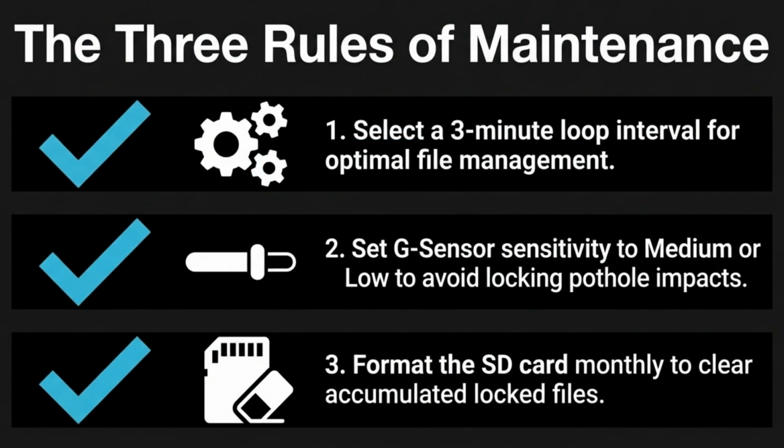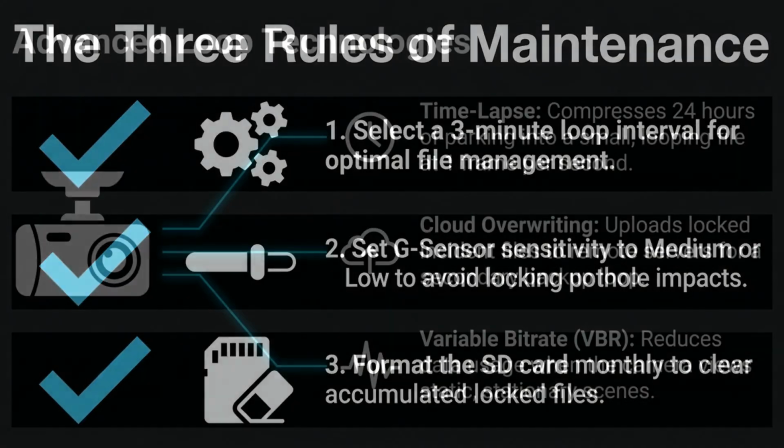The 3 rules of maintenance include selecting a 3-minute loop interval, setting G-sensor sensitivity to medium or low, and formatting the SD card monthly to clear accumulated locked files.